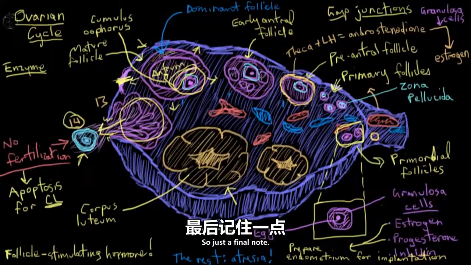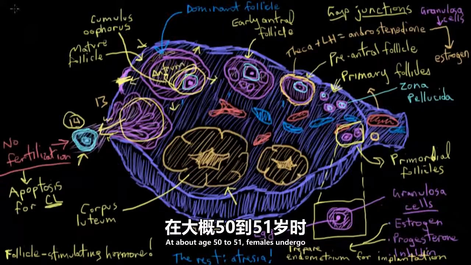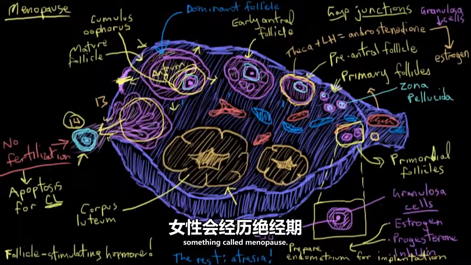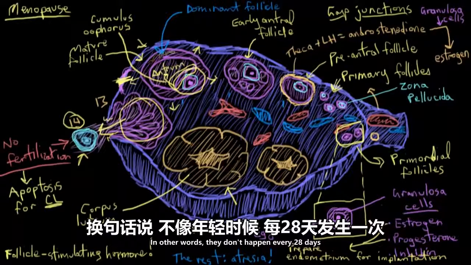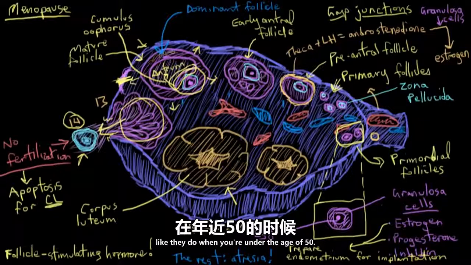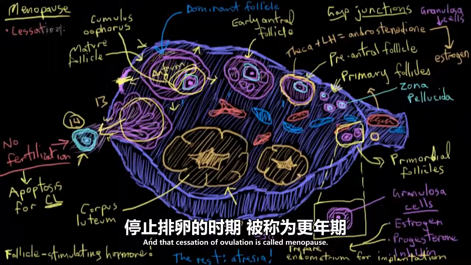So just a final note, ovulation doesn't happen forever. At about age 50 to 51, females undergo something called menopause. First, menstrual cycles become less and less regular. In other words, they don't happen every 28 days like they do when you're under the age of 50. And then ultimately they stop happening entirely. And that cessation of ovulation is called menopause.